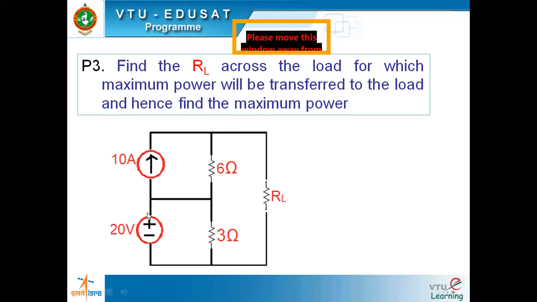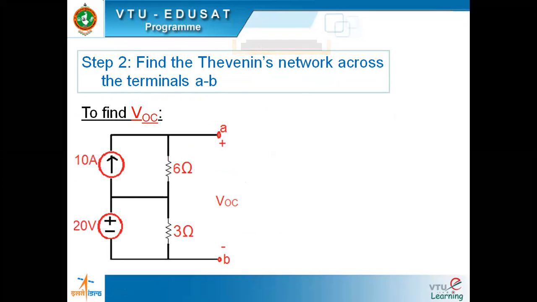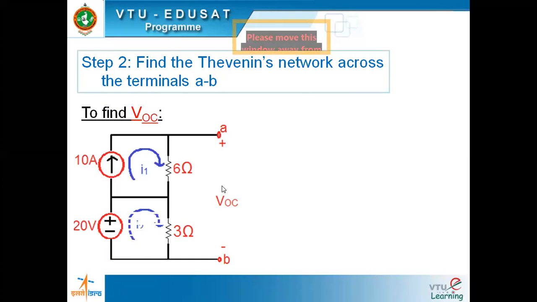And in the third problem, how is this problem different from the first two? This is a DC circuit, not an AC circuit. For a DC circuit, what load needs to be connected? RL has to be RT. So we have to find RT, the Thevenin's resistance. So what we need to do is just remove RL to find the Thevenin's network across AB. Find VOC by doing this.